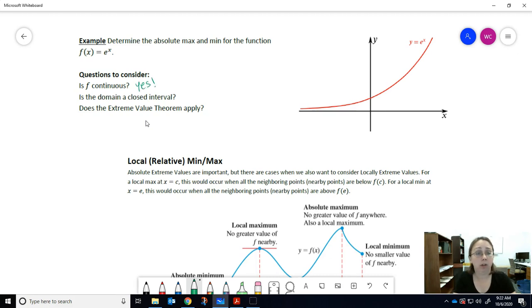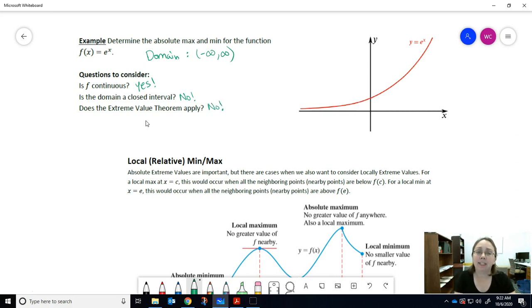So far so good. Is the domain a closed interval? Well, what's the domain of this function? Well, if you look at the graph, you can actually see, and if you've studied e to the x in a pre-calc class, you should recall hopefully, you can plug in any value of x you want. So the domain is from negative infinity to positive infinity. So is the domain a closed interval? No. Does the extreme value theorem apply? Well, we have a yes to continuous, but a no to closed interval, so no.